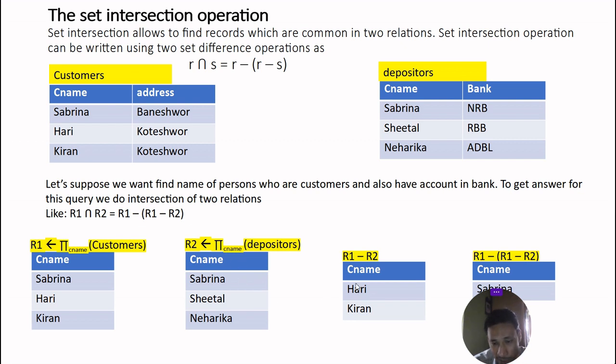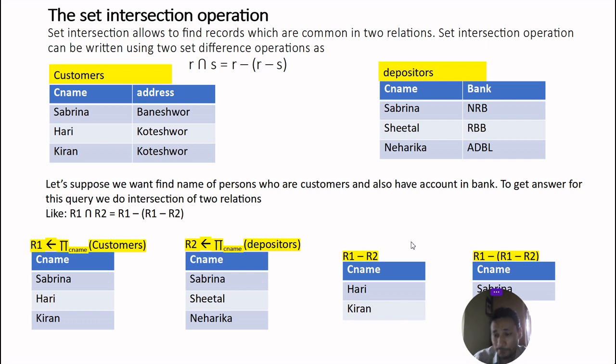Then R1 minus R2 is performed. That set difference will extract the records that exist in the first relation but not in the second relation. So Hari and Kiran are two records that exist in R1 but do not exist in R2. So the result of R1 minus R2 is Hari and Kiran.